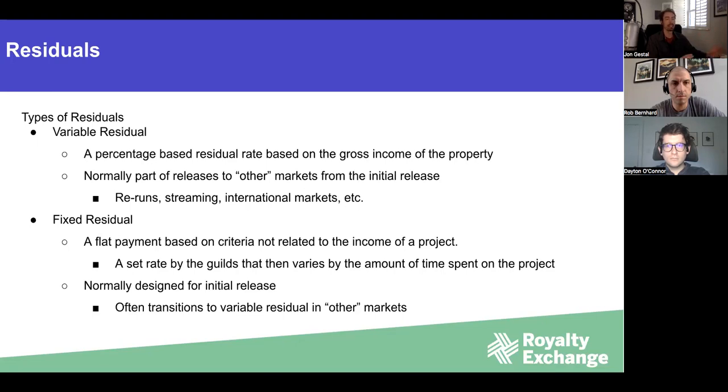residual. It's not uncommon for the variable residual to transition to a fixed residual after a certain number of years, just as the property gets less popular with streams, it gets to a fixed level. But that's a flat payment, not related to the income of the project, and that rate is set by the guilds. That rate can vary. I believe normally the SAG rate is about 3 times higher than the DGA or WGA rates, just because of the sheer pool of possible earners from that residual type.